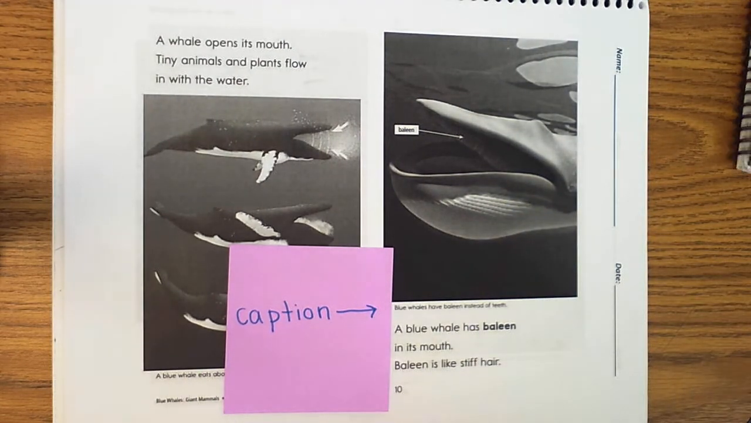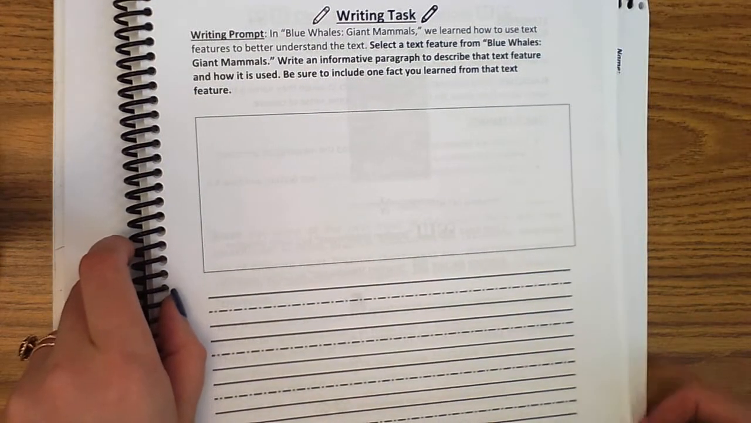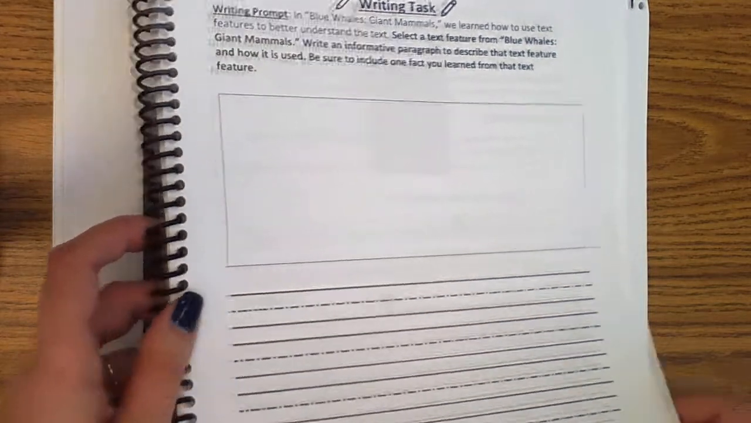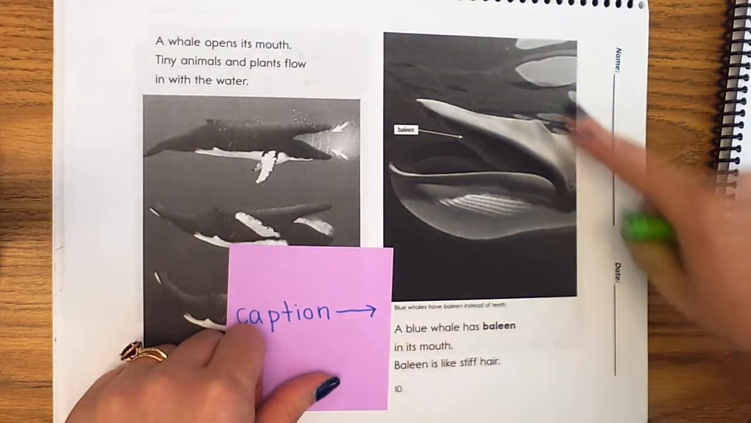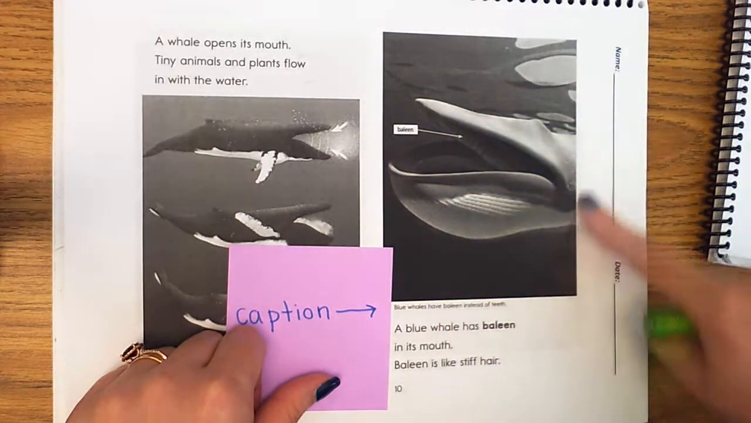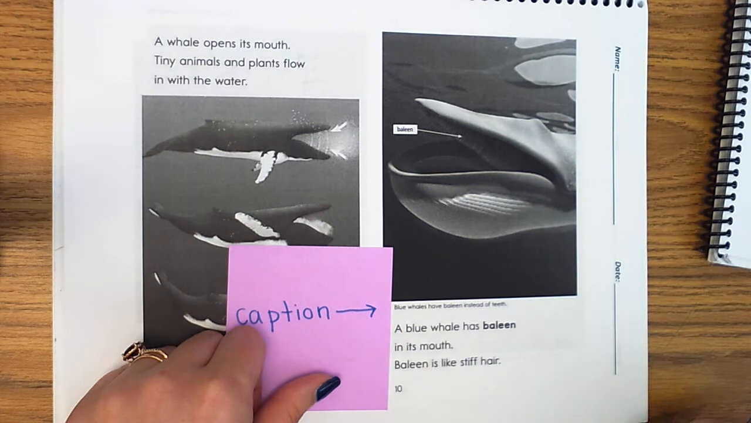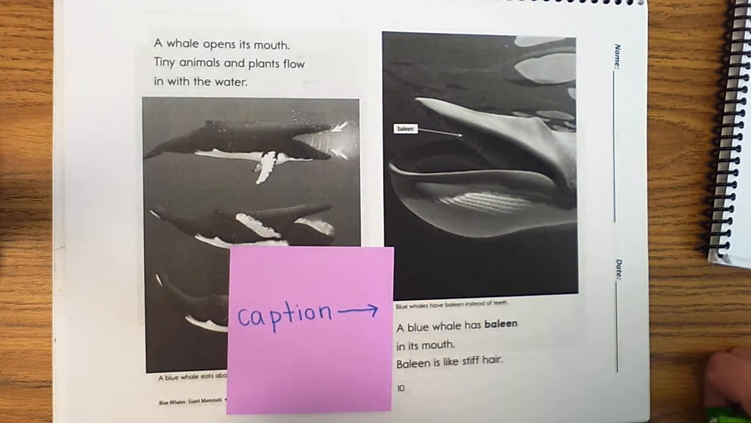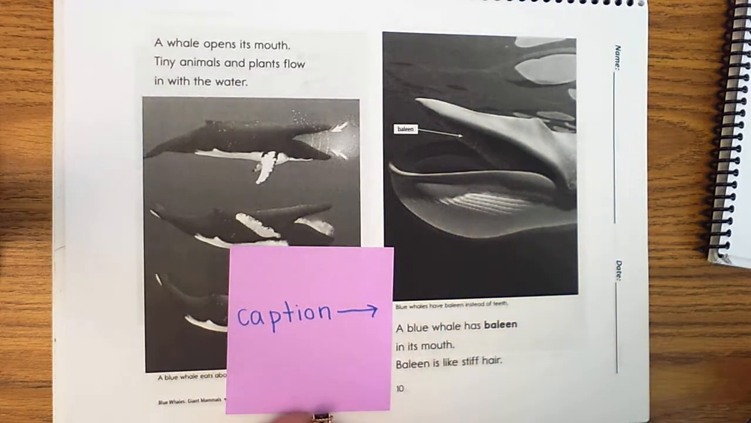So our job today is to draw a picture of a caption. Well, captions are words, so how am I going to draw a picture of a caption? I've got an idea. Why don't we try our best to draw this picture or photograph in our blue ELA spiral for our writing task? Write that caption below it, and then we can label the caption in our picture just like I labeled the caption here with my sticky note.